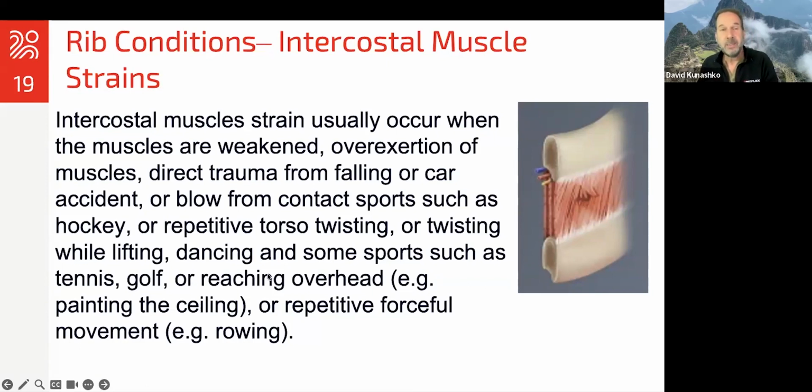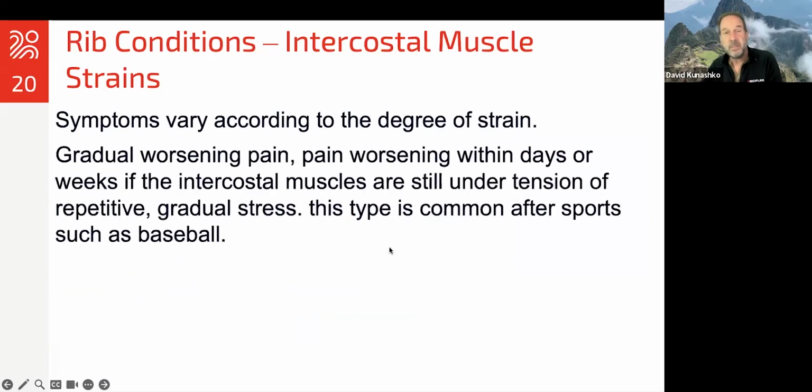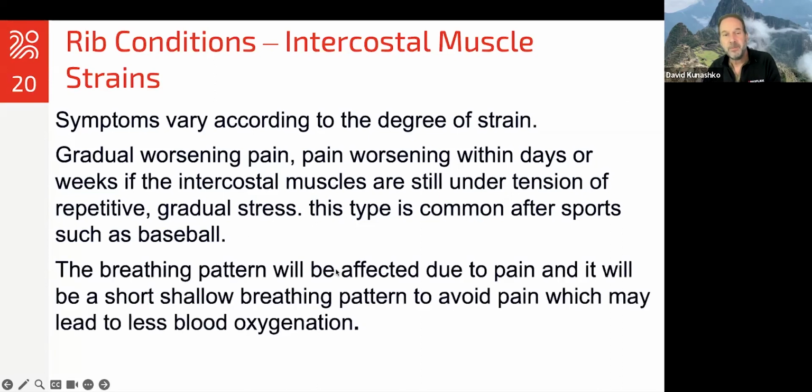Other sports like rowing, you see it a lot in rowing. So just pay attention to a good history of your patient to see what may have triggered a muscle strain. Of course, the symptoms will vary depending on the severity of the strain. There may be gradual worsening of pain within days or even weeks if the intercostal muscles are still under tension. So again, if they're still playing the sport or breathing, then you see it linger. But one of the most common sports for this is baseball, especially in pitchers or throwing repetitively. You'll see this because they're not allowing it to heal properly.